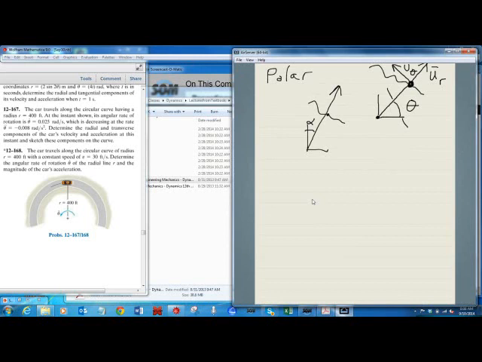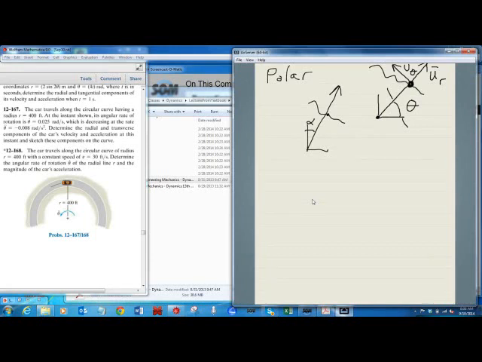I'm going to measure this angle right here. Where's theta? I'm going to call it alpha. Where's the U theta? Does it go this way, or does it go this way? A or B? B. It goes down, right?